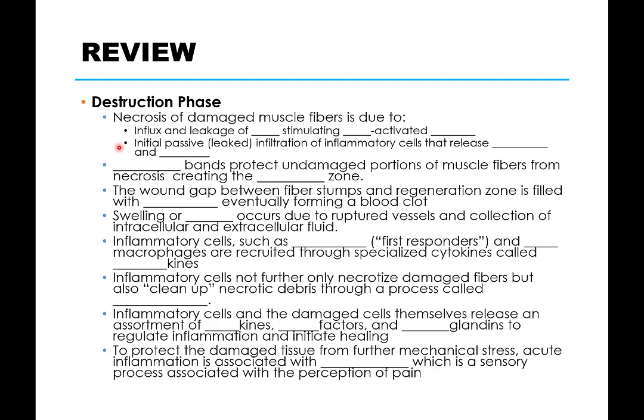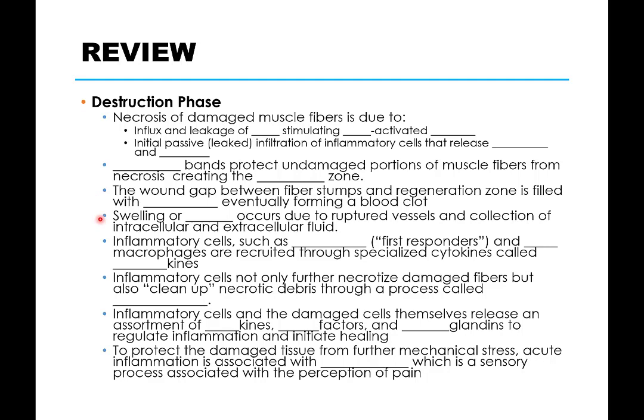Second, there is an initial passive infiltration or leakage of inflammatory cells that release proteases and free radicals, which also help break down damaged muscle fiber segments. Next, contraction bands, or plasma-lemma membranes, protect undamaged portions of muscle fibers from necrosis, creating the surviving zone. The wound gap between fiber stumps, which are the ends of the surviving zone, and the regeneration zone is filled with a hematoma, eventually forming a blood clot. And as I said, this is largely mediated by clotting factors from blood platelets, such as chemicals like thromboxanes.